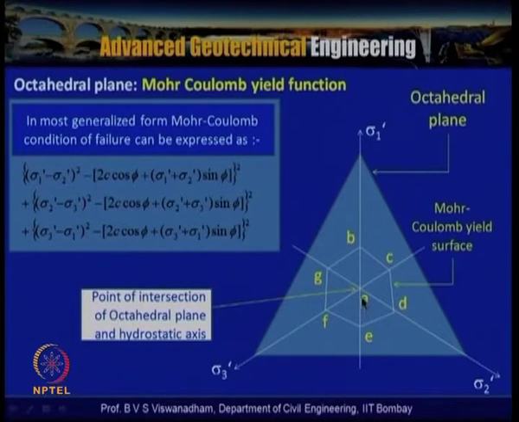So the Mohr Coulomb yield surface is indicated by this surface, which is indicated as GFEDCB, and A is the point of intersection of the octahedral plane and the hydrostatic axis. This is the point A through which the hydrostatic axis passes, where sigma 1 is equal to sigma 2 is equal to sigma 3. So you can see that these are the points of intersection with the octahedral plane. The Mohr Coulomb failure surface is defined or limited by this GFEDCB surface. So this is called the Mohr Coulomb yield surface.